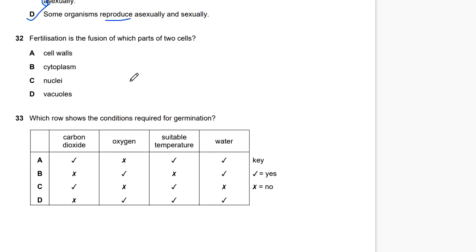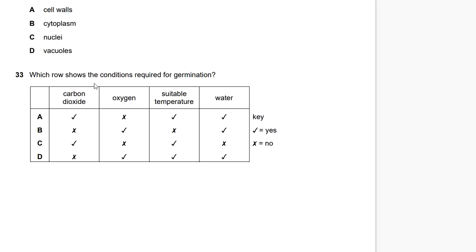Fertilization is the fusion of which parts of two cells? Of course, not the cell walls, not the cytoplasm, not the vacuoles, but the nuclei, because that is where the DNA is found. So the correct answer for this is letter C.